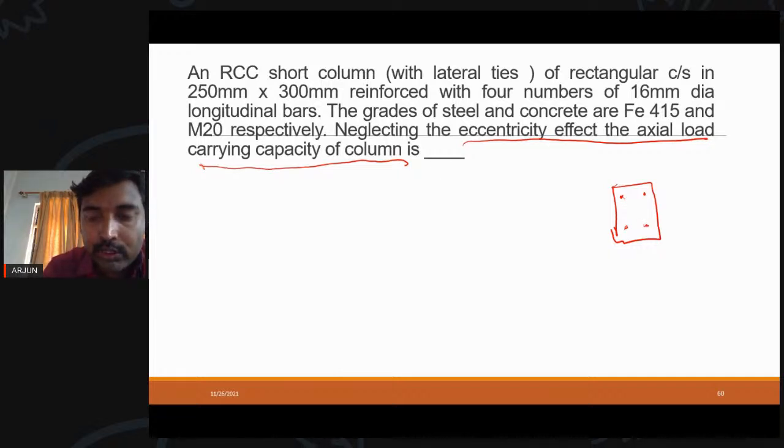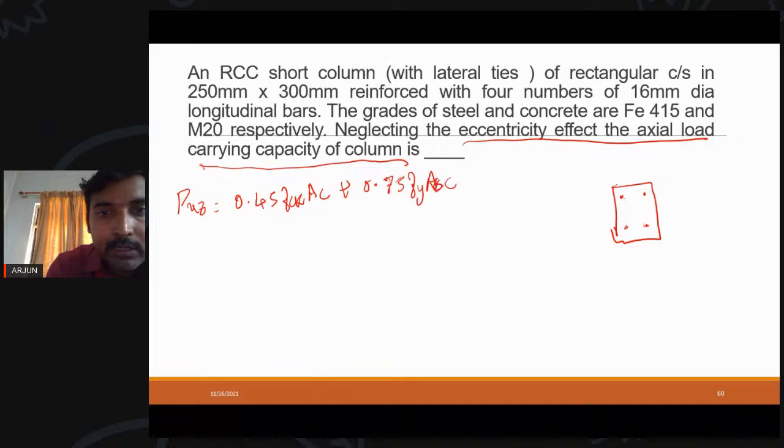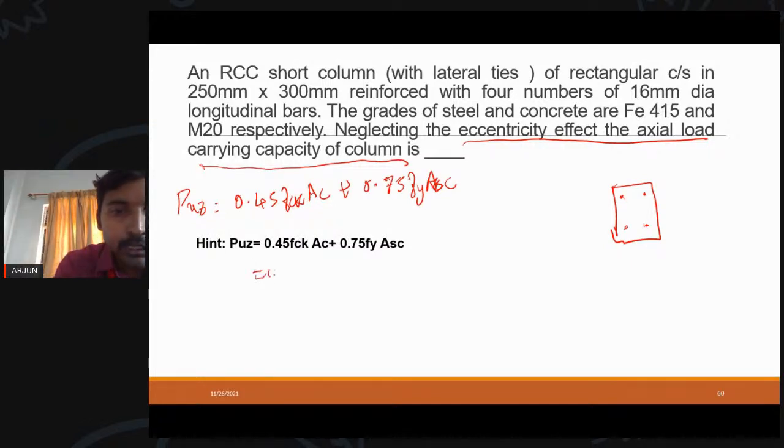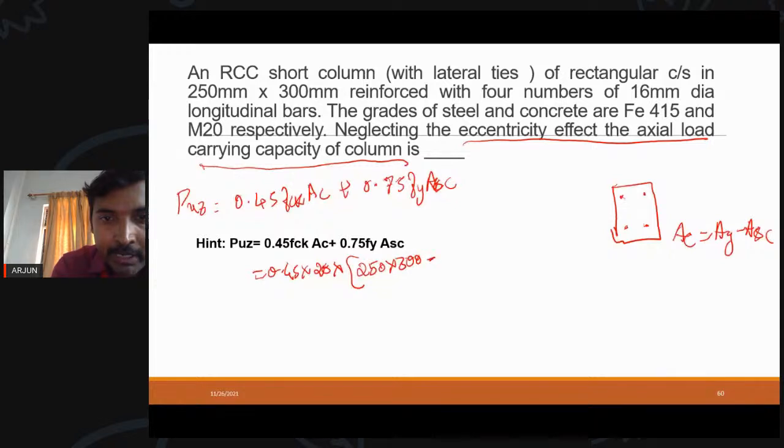So as I told you in the previous problem, whenever they mention neglecting the eccentricity effect, you should consider the equation Puz is equal to 0.45 fck into Ac plus 0.75 fy into Asc. This will be the equation for compression carrying capacity. Okay, so if you substitute in this equation, we know that 0.45 fck is 20, area of concrete. Here they are not mentioning that neglect the reduction of concrete due to provision of the steel. So you have to consider Ac is equal to Ag minus Asc. So Ag is nothing but 250 by 300 minus area of steel, 4 bars of 16 mm dia.